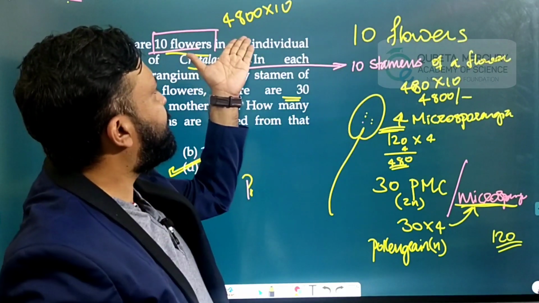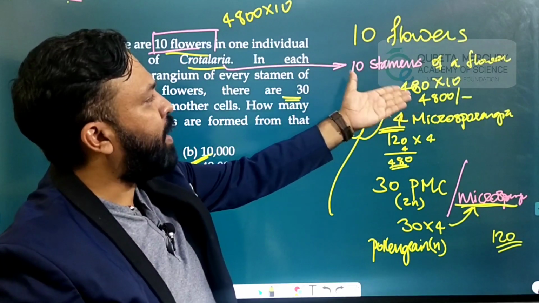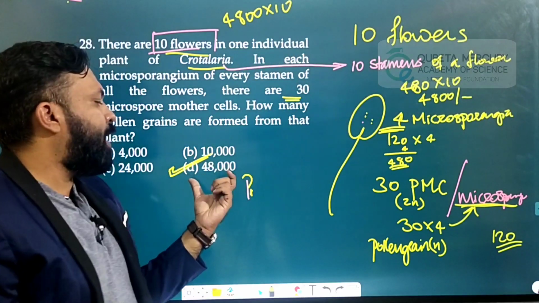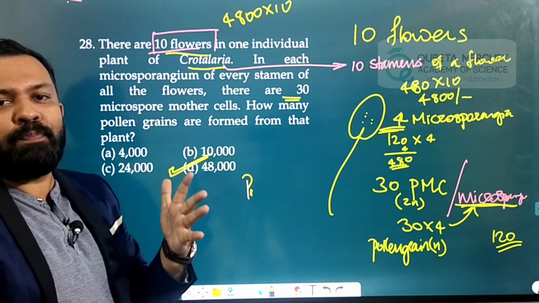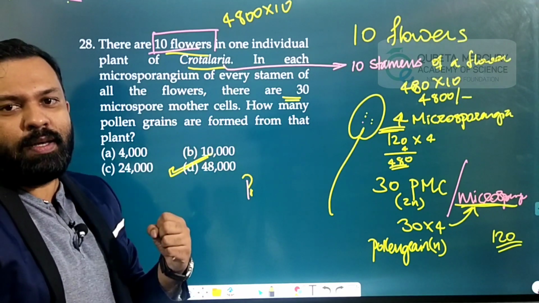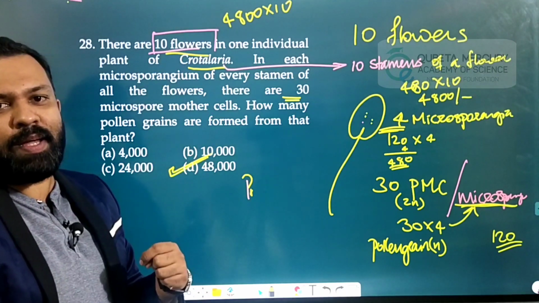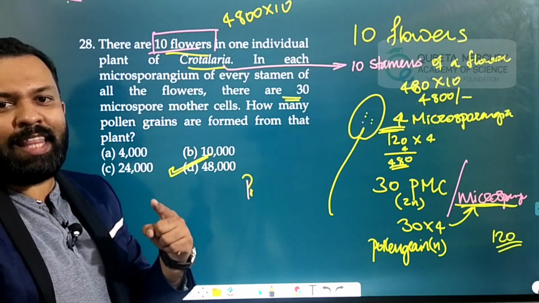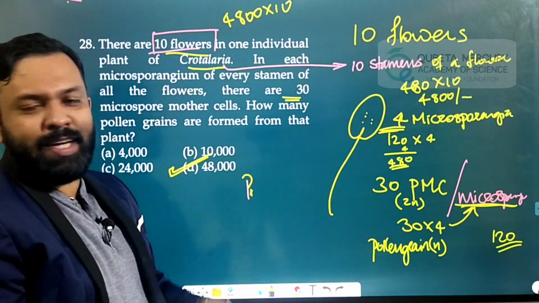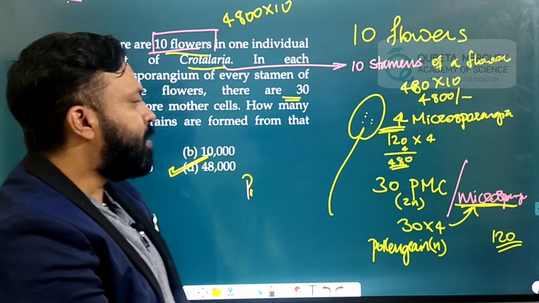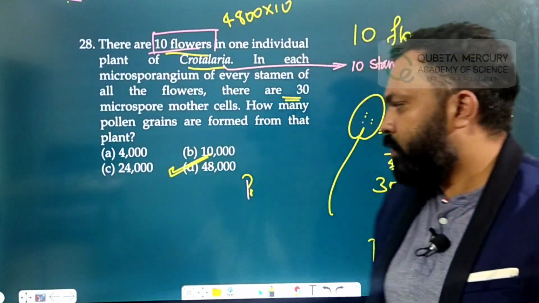Such 10 flowers are there. So 4,800 into 10, that is 48,000 pollen grains will be born from such a plant holding 10 flowers. Each flower is holding 10 stamens. Each stamen is holding the anther with 4 microsporangia. Each microsporangium is holding 30 pollen mother cells. Right? It's a nice question, a twisting question for you.